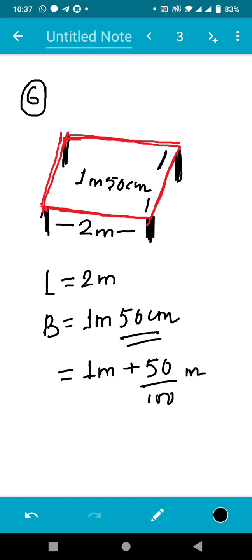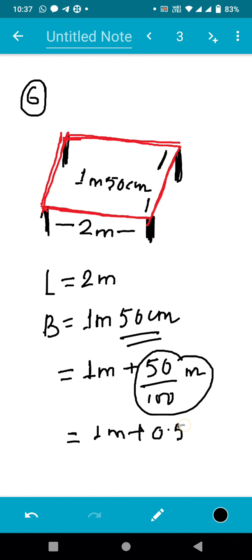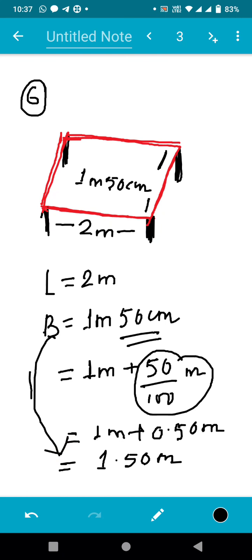Now what we have to do? We have to convert this 50 by 100 into the decimal form. Students, we have studied this also. So how to convert this 50 by 100 into decimal? It will be 0.50 meter, isn't it? Now simply we have to add, that is 1 meter plus 0.50 meter would be 1.50 meter. So now you see we have converted the breadth into the meter form.